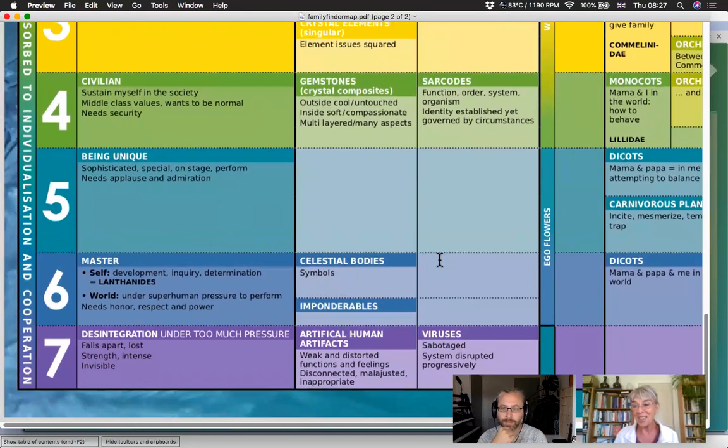We don't say it's a sarcode. It's still the DNA, isn't it? The same DNA. Yeah. Interesting.